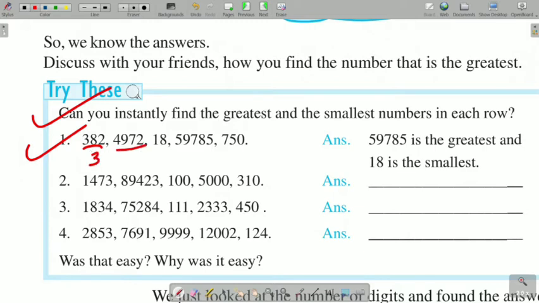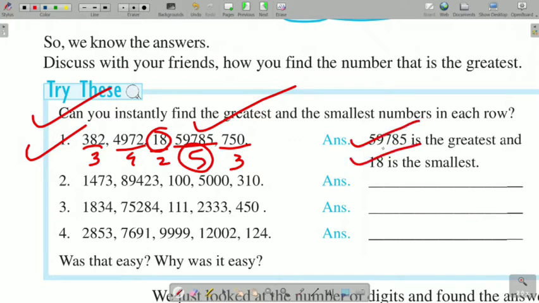Here it has 3 digits, 4 digits, 2 digits, 5 digits, and the last has 3 digits. So no doubt the greatest is 59785 because it has 5 digits, and the smallest is 18 because it has 2 digits. And here is the answer: 59785 is the greatest and 18 is the smallest. In this way we have to write the answer. Now come to the next one.